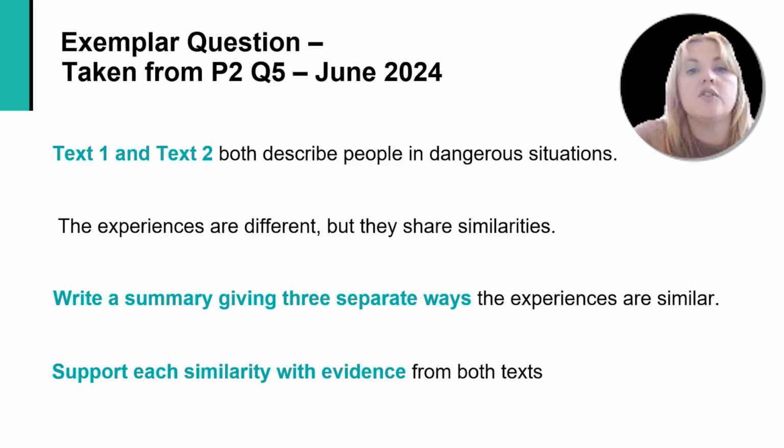Writing a summary given 3 separate ways. The question is asking for 3 distinct points. Do not repeat the same idea in a slightly different way. Each one needs to be different, similarity or difference. Think of it like 3 separate points in your plan. Ensure each one clearly addresses the question. This will help to keep your response focused, relevant and structured.